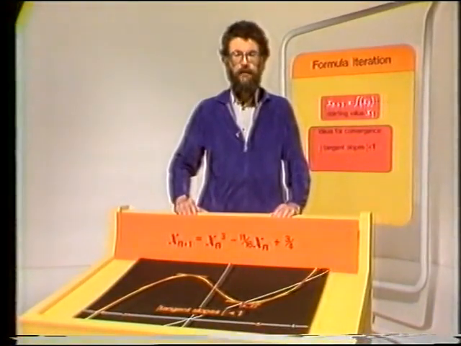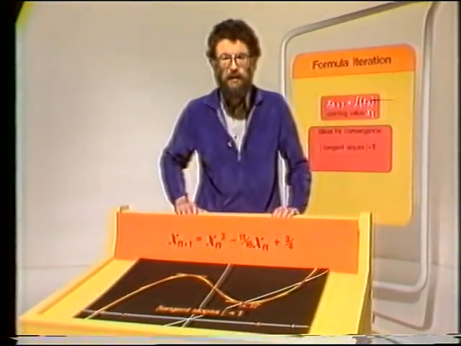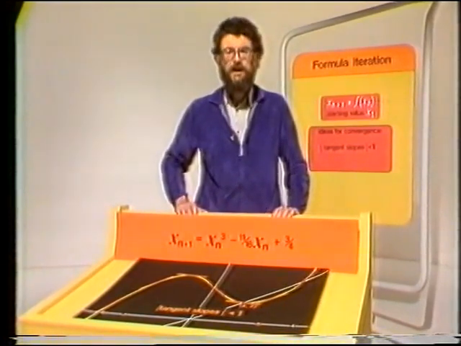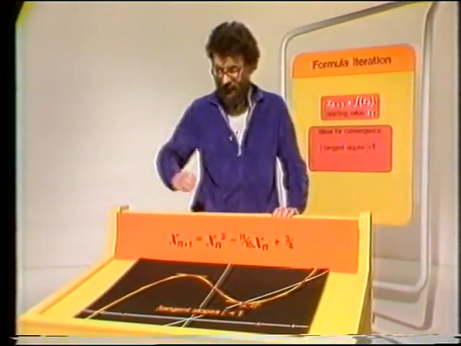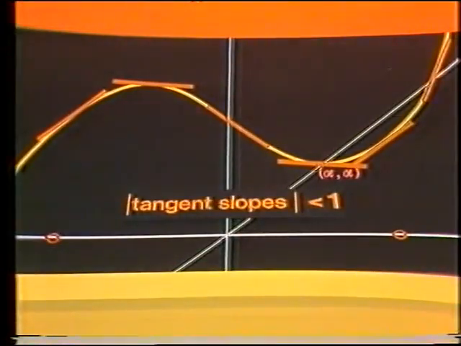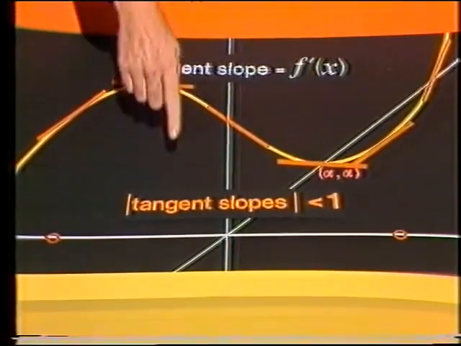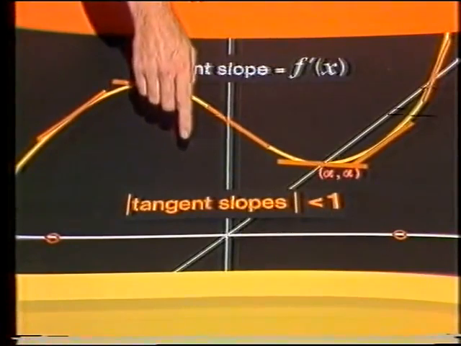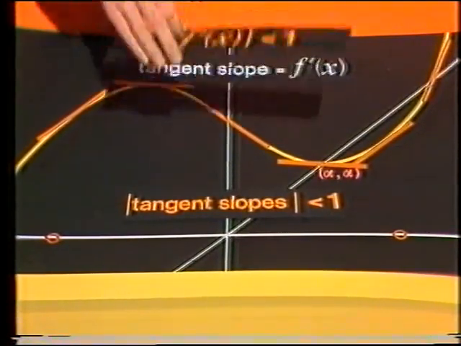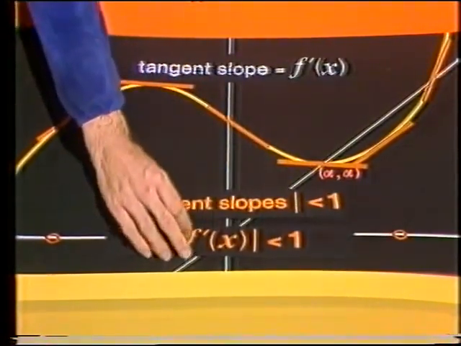So the graph gives us a rough idea of the interval we want. But tangent slopes are something we can calculate precisely. This is the graph of the function f. Then the slope of a tangent at any point is given by the derived function, f prime. So our geometric condition can be replaced by an algebraic condition involving the derived function.